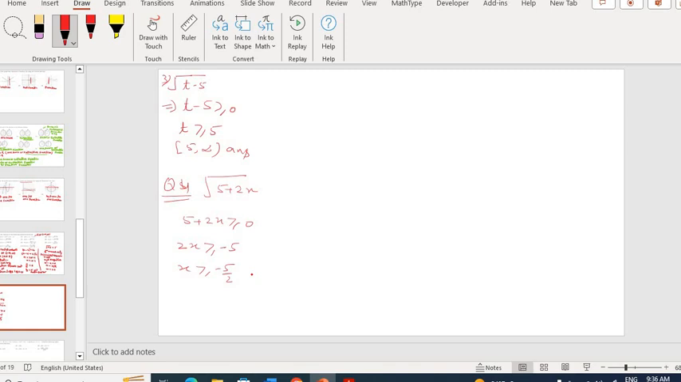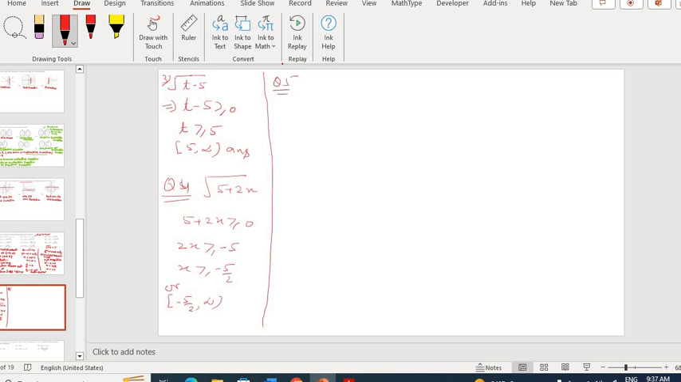So this is your domain, or we can write it as minus 5 by 2 closed interval to plus infinity. This is your answer to question number 4. Question number 5.